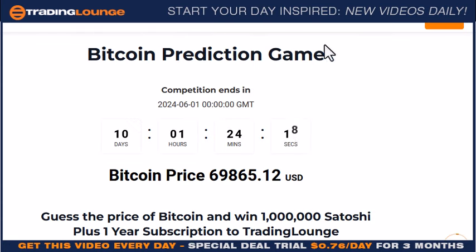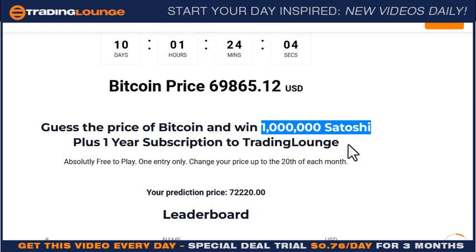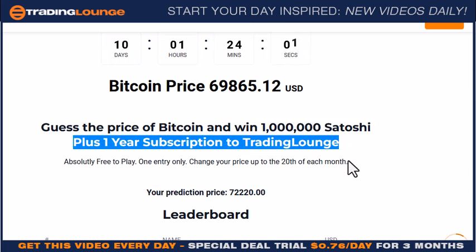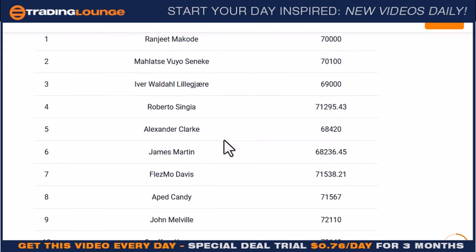A little Bitcoin prediction game is well underway. This is our first month, so it's just 1,000,000 satoshis we're putting up, in a year subscription. It's a bit late to play now because it stops after the 20th of each month. At the beginning of the month you can change your price as much as you want, up until this particular date, GMT time. After that you can't update your price.